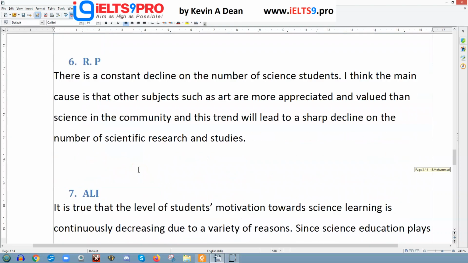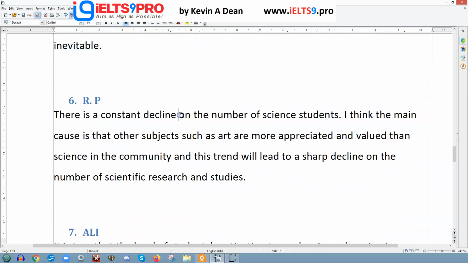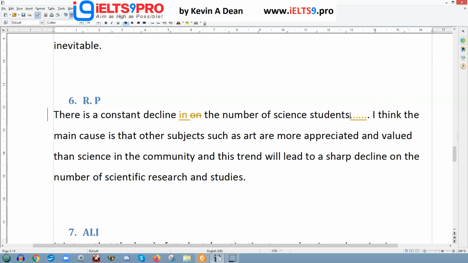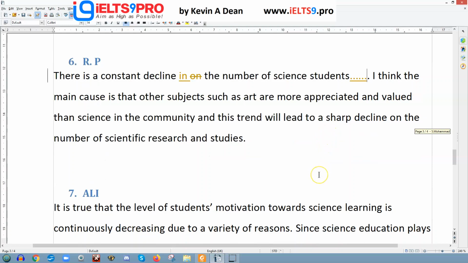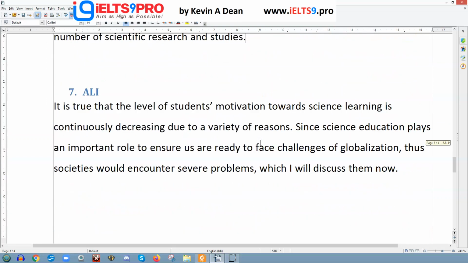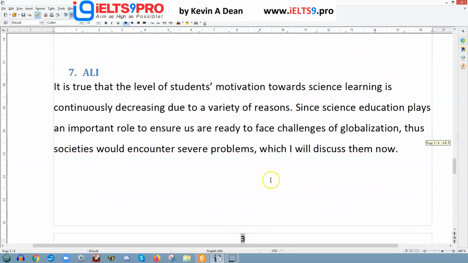Very good. There is a constant decline in the number of science students at university. I think the main cause is that other subjects such as art are more appreciated and valued than science in the community. And this trend will lead to a sharp decline in, not on, watch your prepositions, in the number of scientific research and studies. Okay? Good.